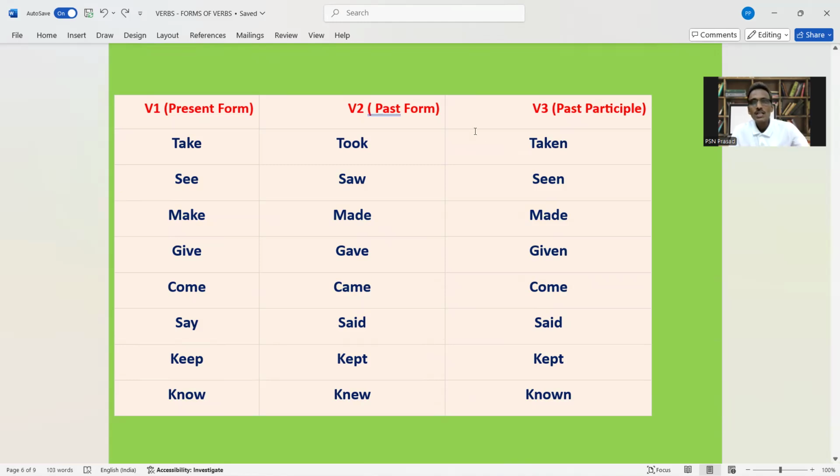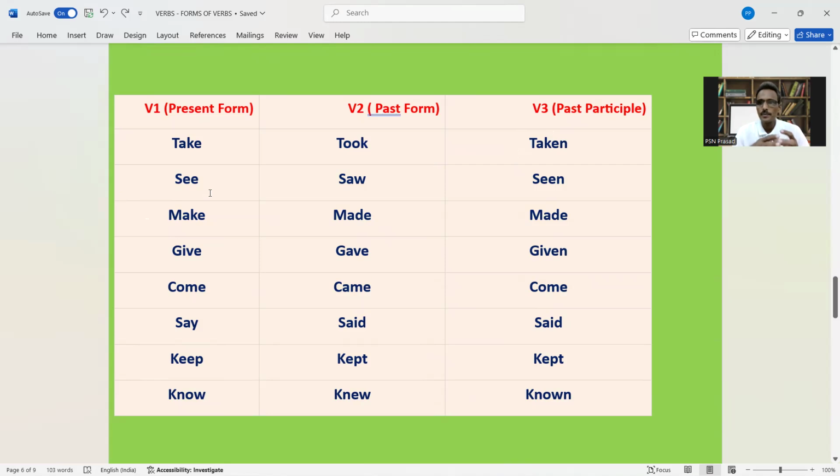And the V3 form, past participle: if the action that is completed is just fresh, then we use this form. See, taken: I have just taken my pen. Okay, I have just taken my pen back from you, right? So take, took, taken. These are the three forms.